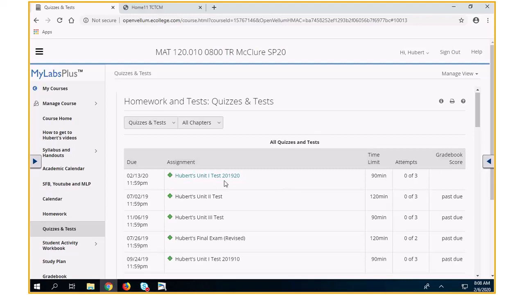There it is. Hubert's Unit 1 test. Look over there. It gives you the time limit. I'm only supposed to give you 50 minutes. Now, these tests, when we grab a question and we pull it over, it tells us how many minutes they take. Well, let me just put it to you this way. These websites are one big collection service.